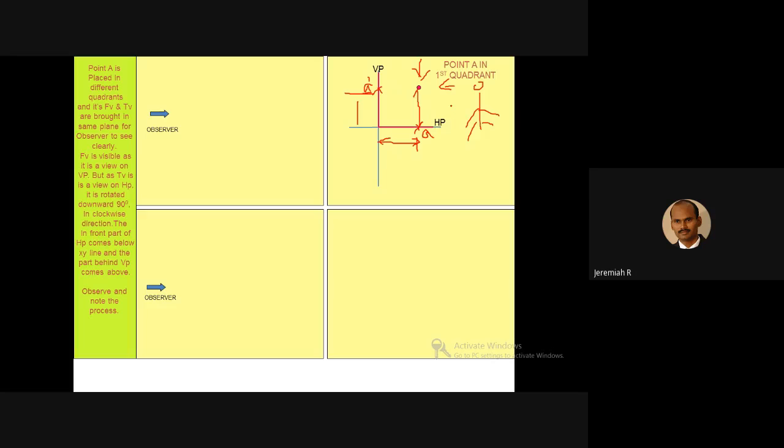This is A. This we have to rotate in clockwise direction. The point A comes here. What is the name of this? This is called the reference line, the XY line.